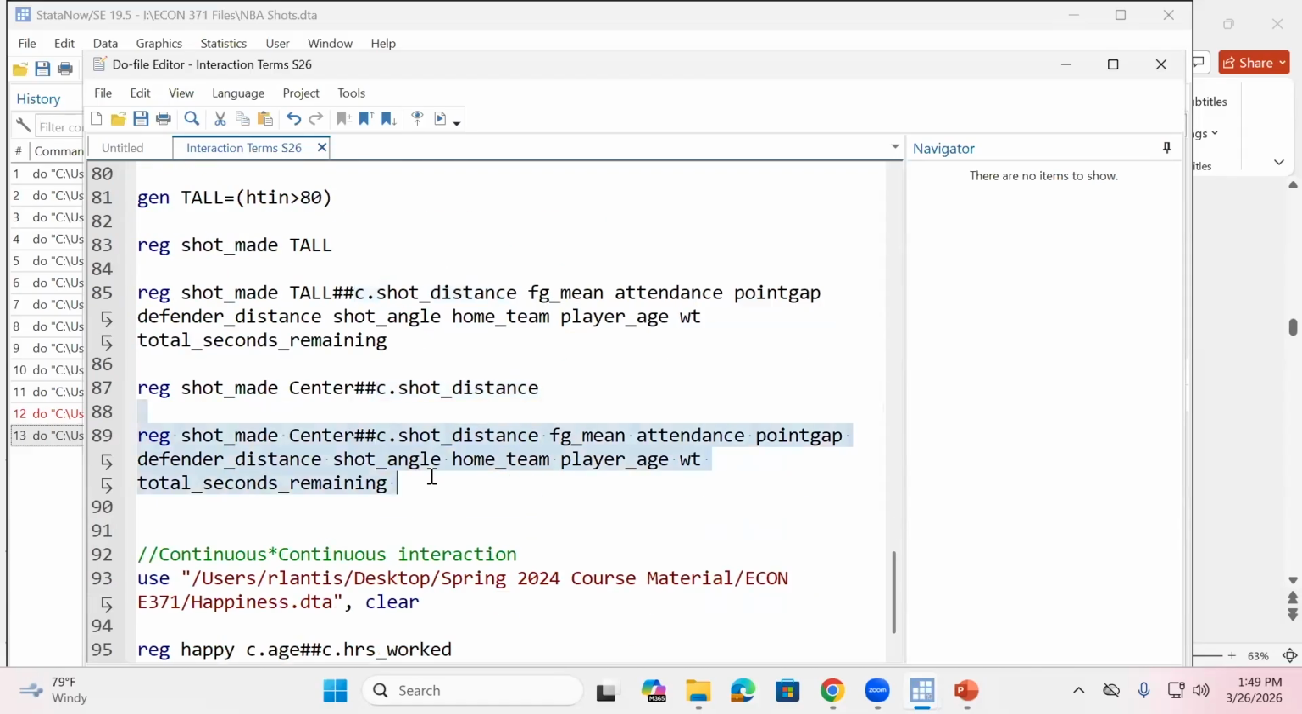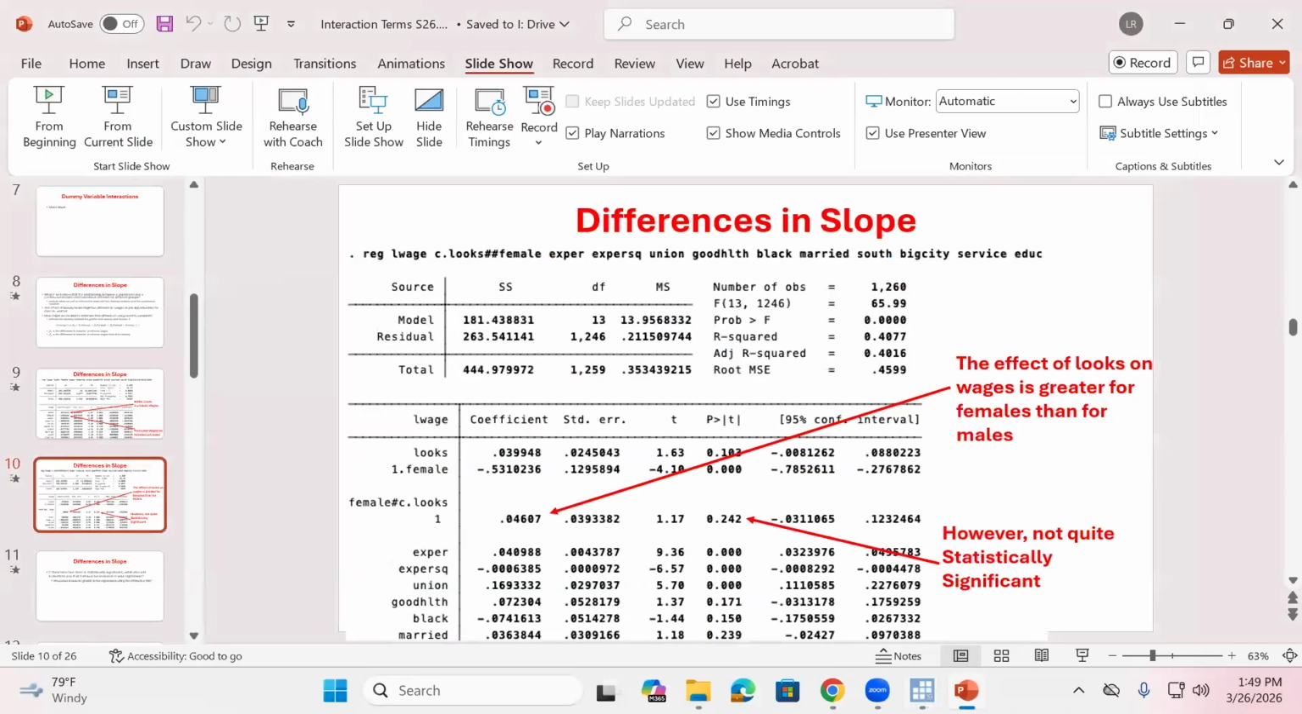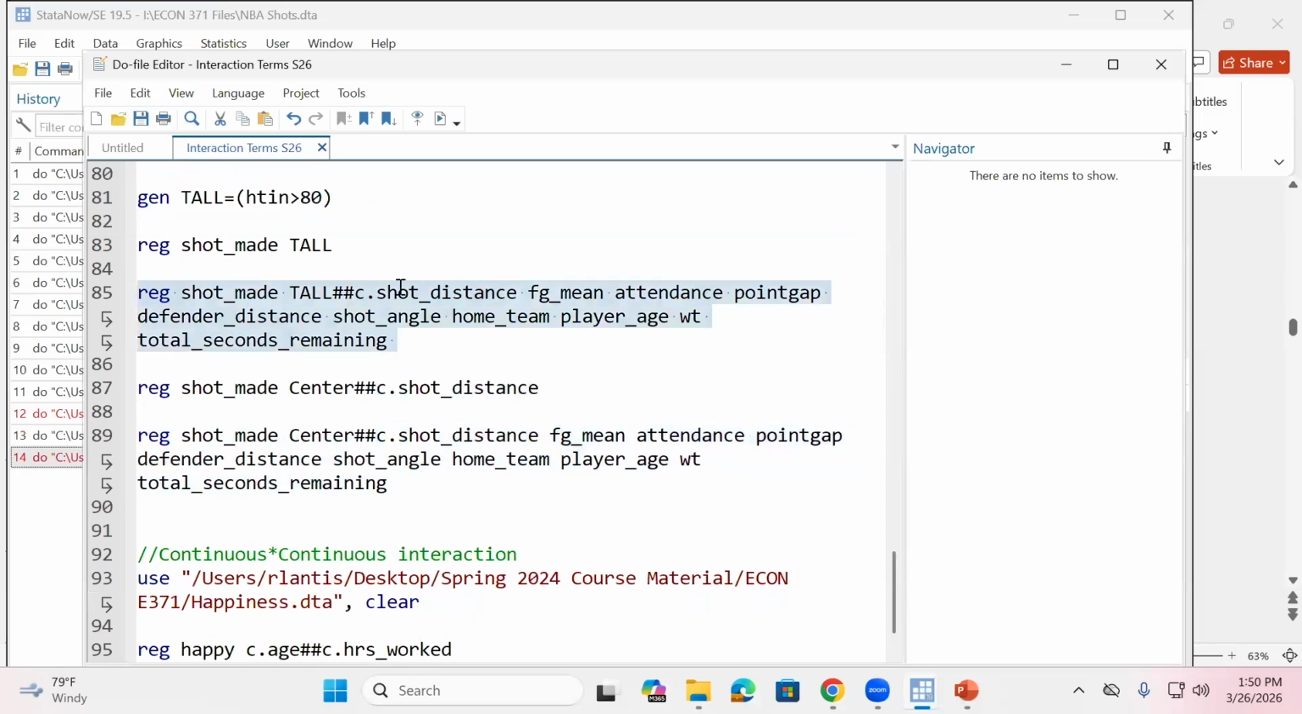So let's say I run this regression with all these additional controls. What did I do? We weren't looking at centers here. What variable was I looking at? It was this one up here, right? Whether or not they were identified as tall.